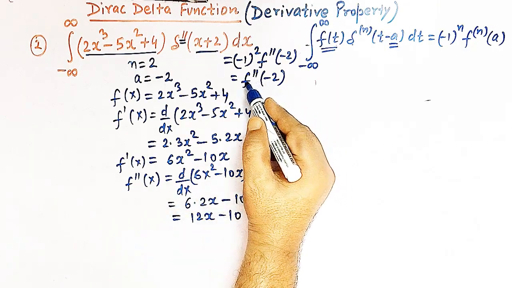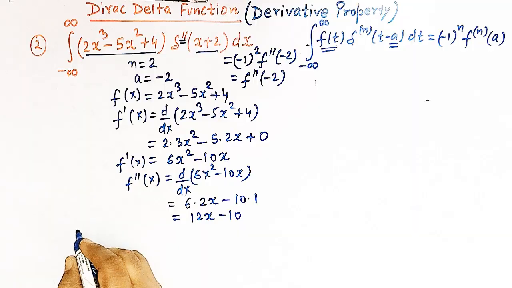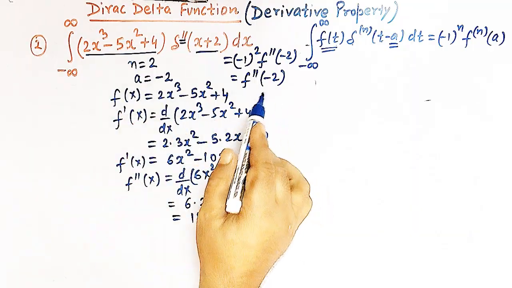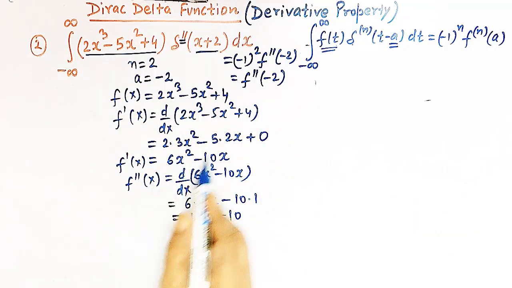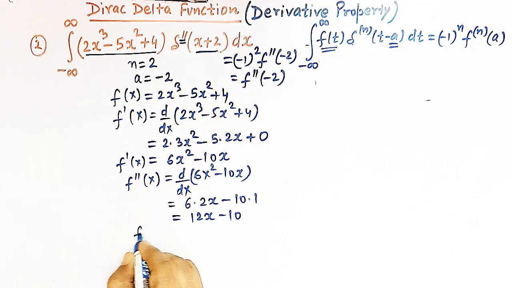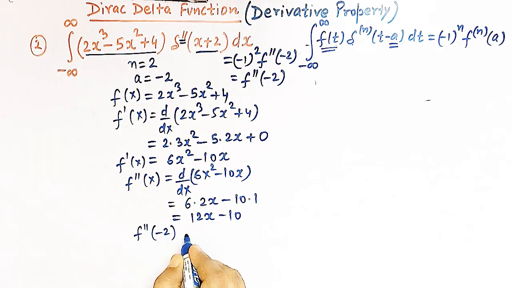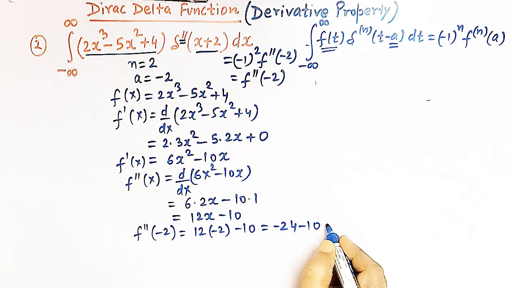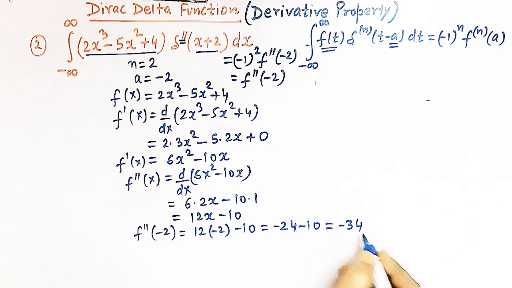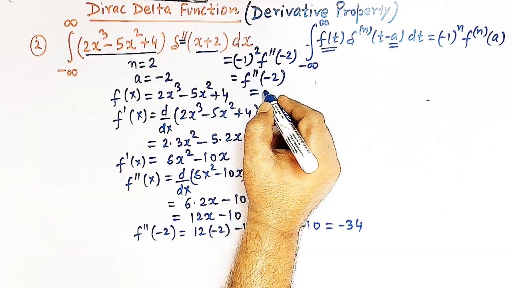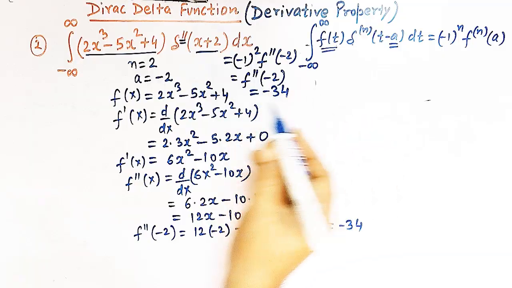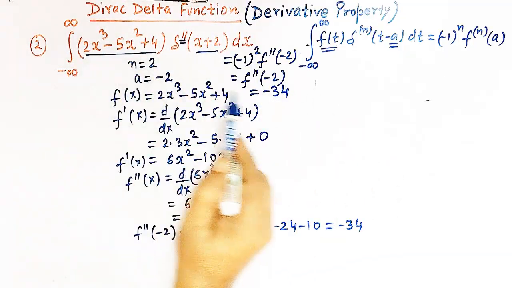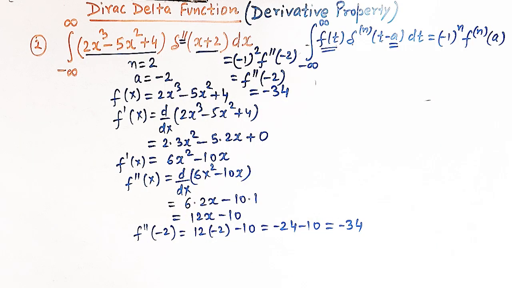So now the value of f double prime of minus 2 can be obtained by taking the value of x as minus 2. So we have f double prime of minus 2 is given by 12 times minus 2 minus 10, and here we have minus 24 minus 10, that is minus 34. So here we can now write minus 34. So the value of this integral is equal to minus 34.